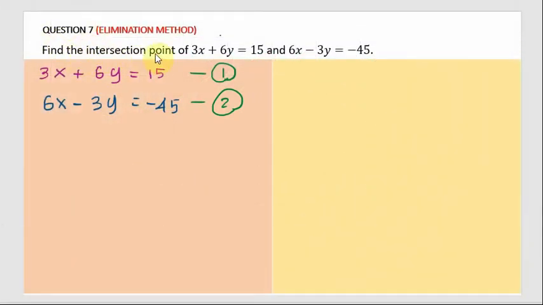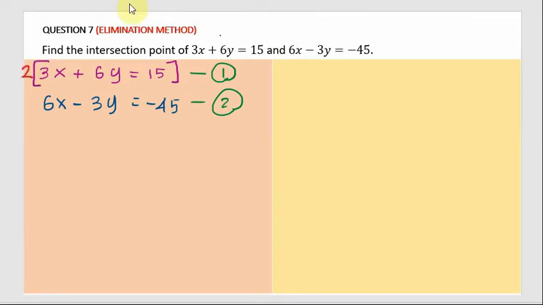7. Find the intersection point of 3x plus 6y equals 15 and 6x minus 3y equals negative 45. So we have two equations here. I will use the elimination method. For that, I want to cancel out x, so I will multiply the first equation by 2.